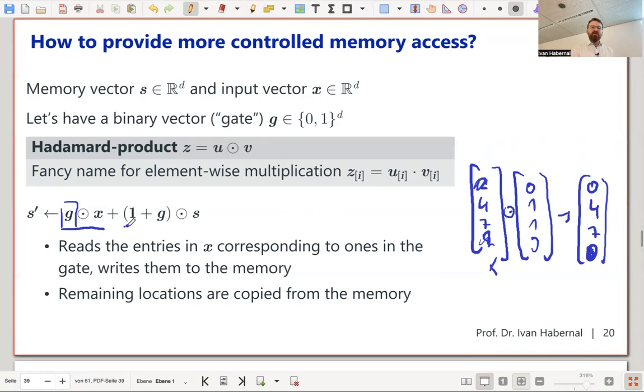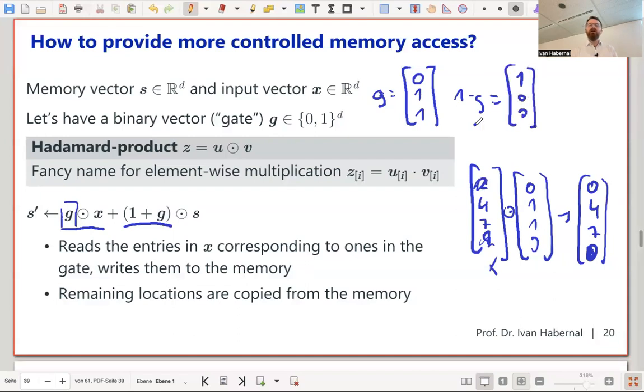And now, okay, what is 1 minus g? The g is again 0 and 1, so we're in a binary space. So 0, 1, 1. If this is g, then 1 minus g is going to be what? It's a flip. Yeah, we're going to flip the vector. It's going to be 1, 0, 0, because we operate in binary here. So this is basically flipping the bits. So we flip the bits and now do the masking for the state.